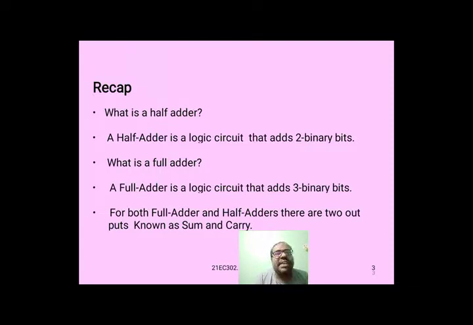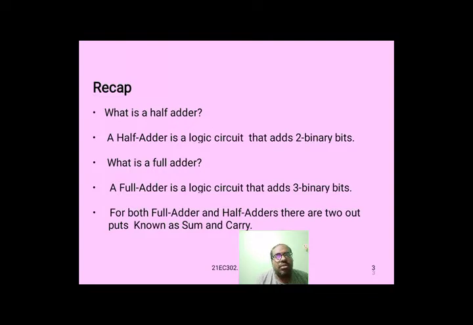Once again repeating, what is a half adder? Half adder is a logic circuit that adds two binary digits. It is a combinational logic circuit which is having two inputs and two outputs. Inputs for half adder are A and B. Outputs for half adder are sum and carry. Boolean expression for half adder is S equal to A XOR B, that equals A B bar plus A bar B.